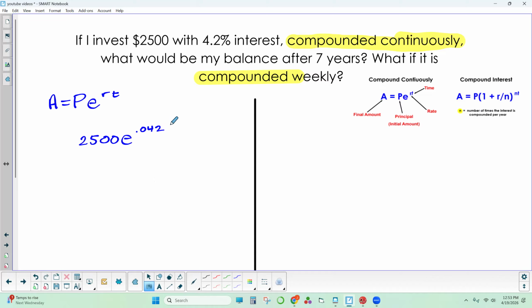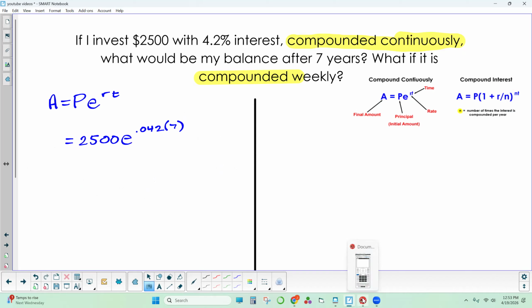And then it's asking what would be my balance after 7 years. So 7 is our time in years. So we'll plug that in for T. So what we're looking for is our A value, which is the final amount of money. Okay? So let's go ahead and calculate that.